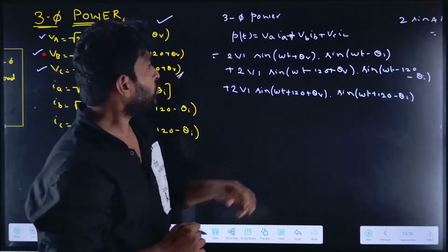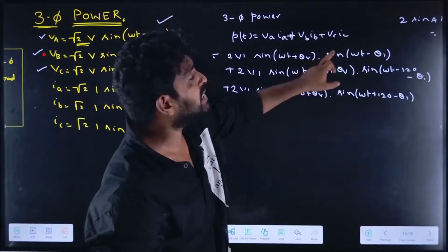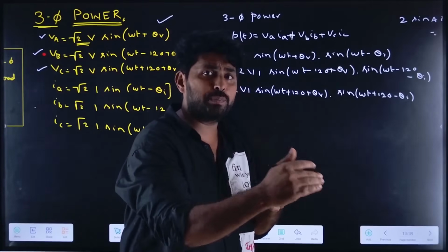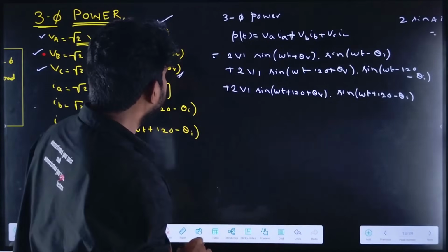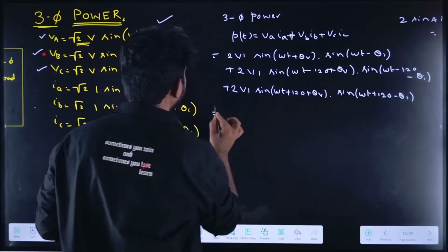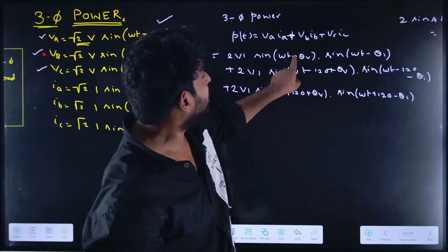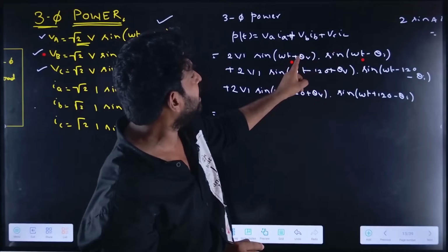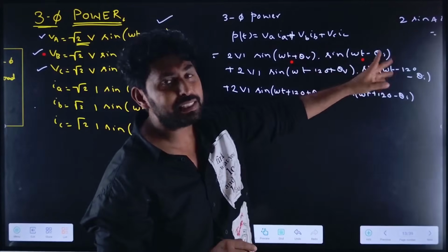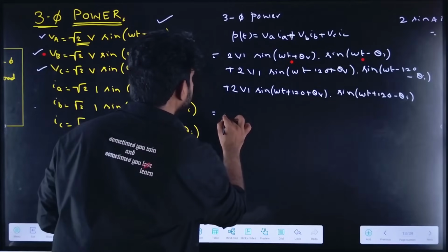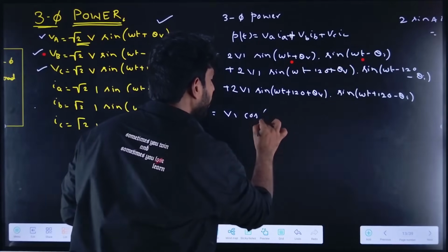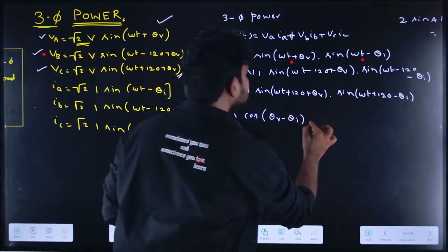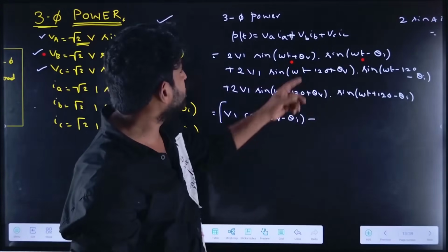Here it is in the form of 2 sin A sin B, which equals cos(A minus B) minus cos(A plus B). So this is VI into cos(A minus B). If this is A and this is B, then in A minus B the omega t cancels out, leaving theta V minus theta I. So I can write it as VI cos(theta V minus theta I) minus cos(A plus B).